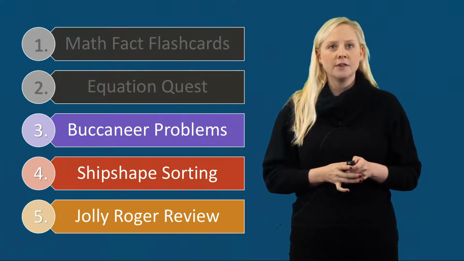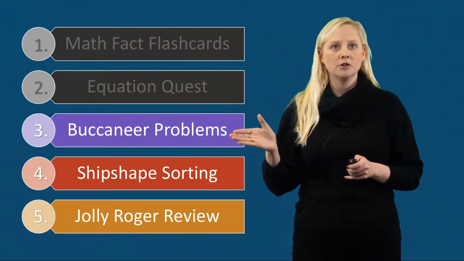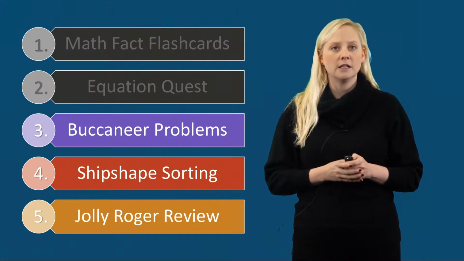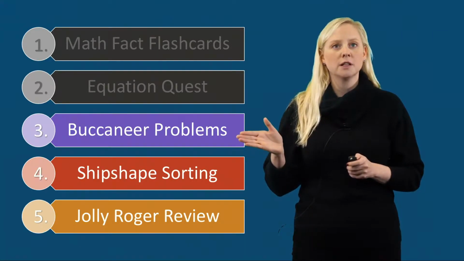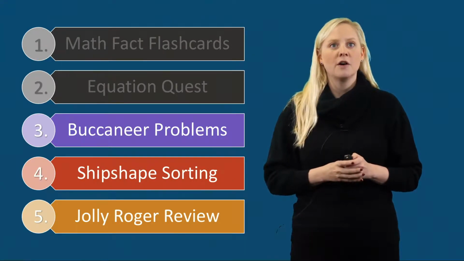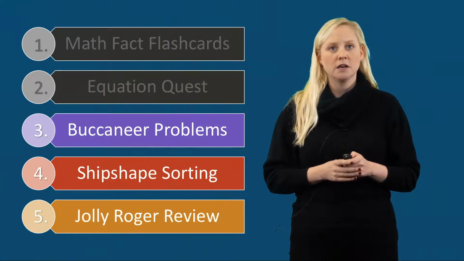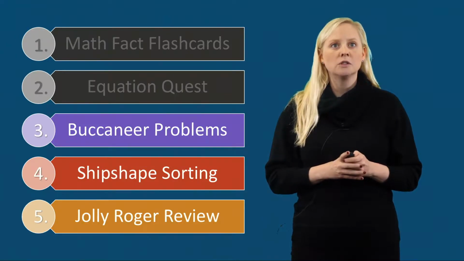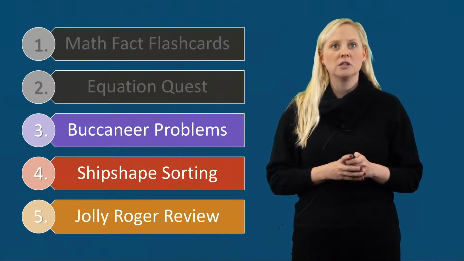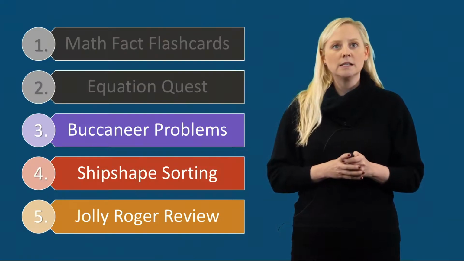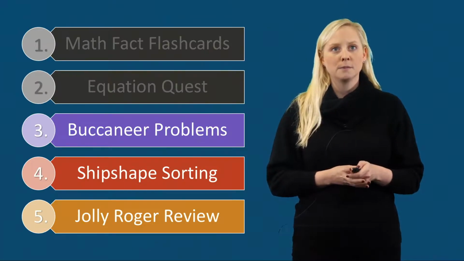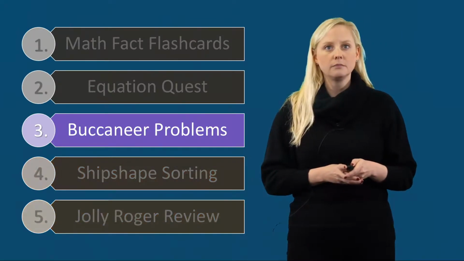We see our difference problems primarily during our Buccaneer problems, Ship Shape sorting, and Jolly Roger review activities. We see difference problems during the Buccaneer problems when students solve difference word problems using our difference schema. We see difference problems in Ship Shape sorting when students sort cards belonging to the difference schema. And we see difference problems in our Jolly Roger review, which is our independent practice activity, when students solve word problems that are difference problems.